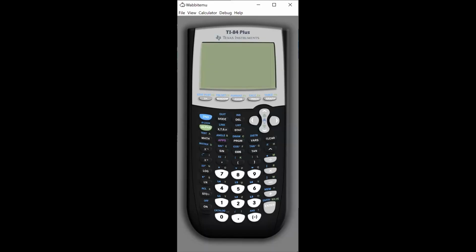All right, so I'm going to show how you do it for the TI-83 or 84. For the TI-83, what you want to do is hit ON, then hit second, then hit VARS.